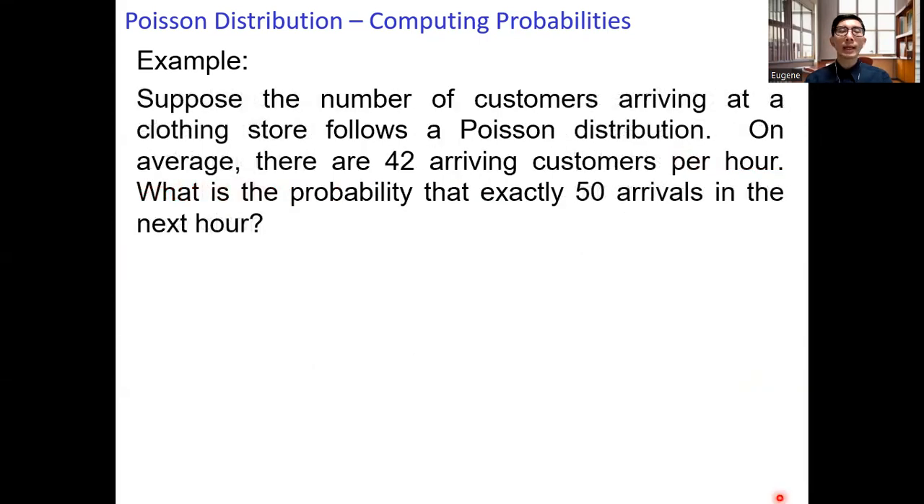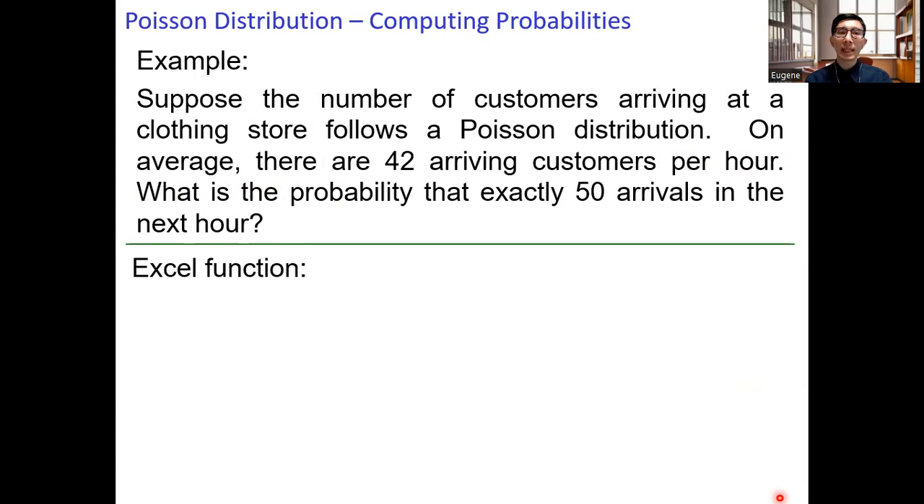Let's take a look at another example. Suppose the number of customers arriving at a clothing store follows a Poisson distribution. On average, there are 42 arriving customers per hour. What is the probability that exactly 50 arrive in the next hour? In this example, we will use the Excel function.